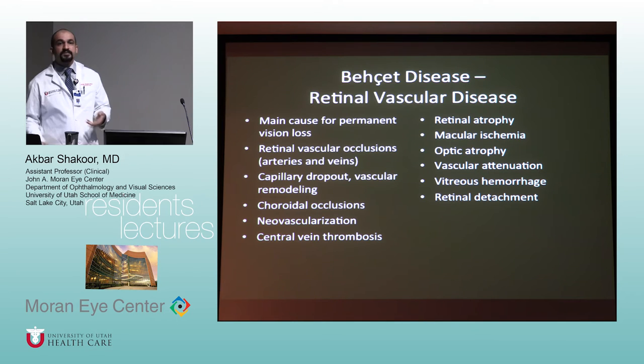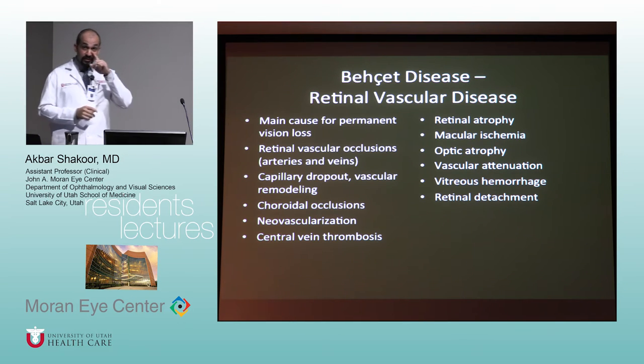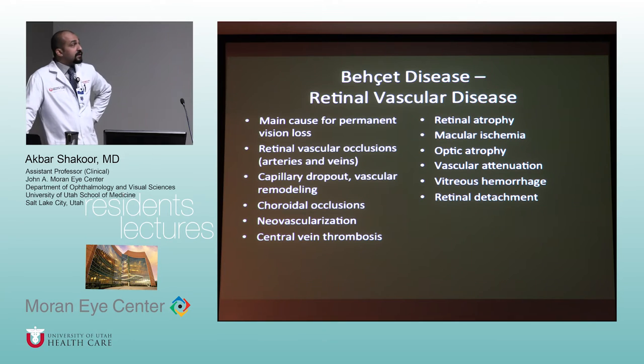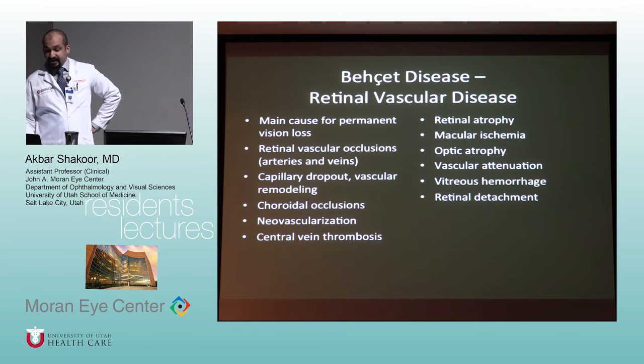We won't go through this, but just remember that it is an occlusive angiopathy, either of the small arterioles or the large arterioles. It's normally arterial. There is some venous involvement, but that is rare. Macular ischemia is the most common cause of non-reversible blindness. There is optic atrophy, vitreous hemorrhage, and very rarely tractional retinal detachment.